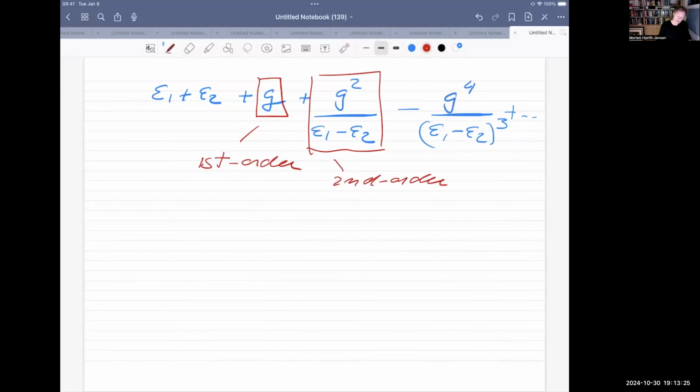So the term which you see here, this one, is going to be a fourth order term.